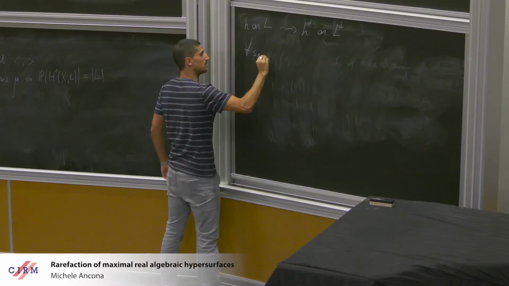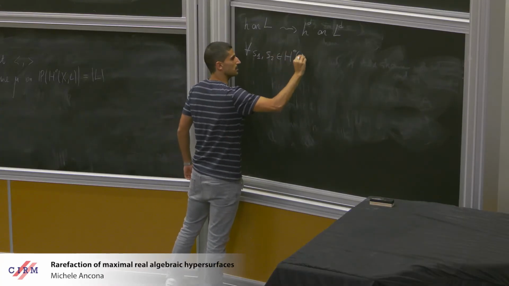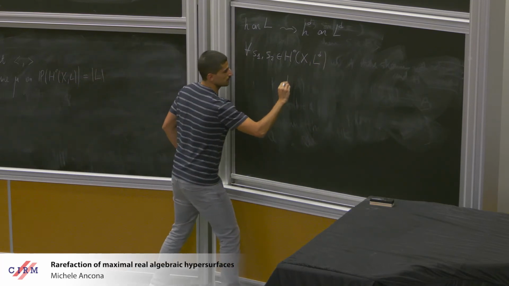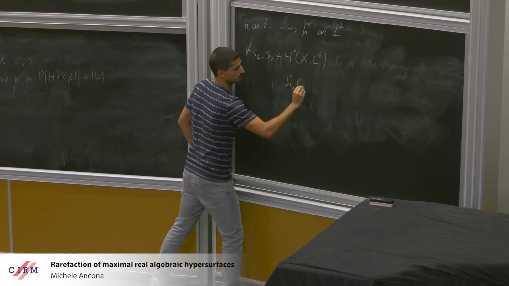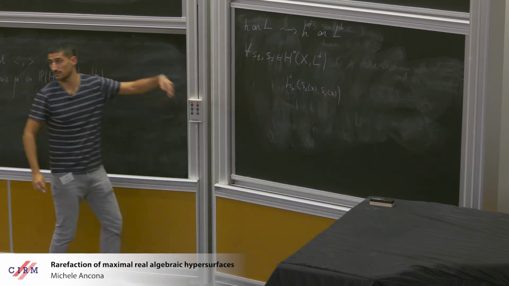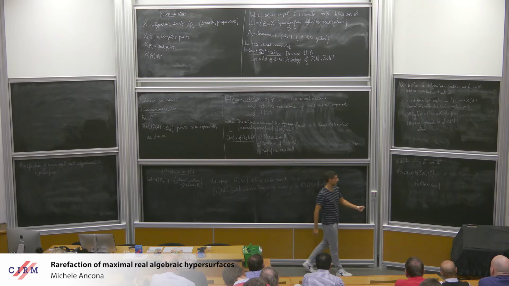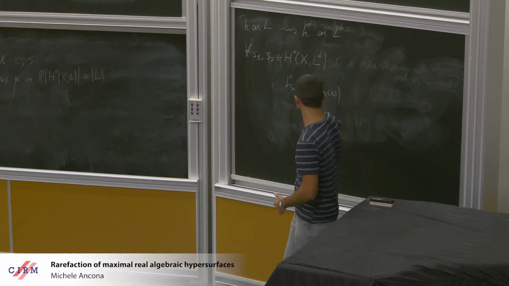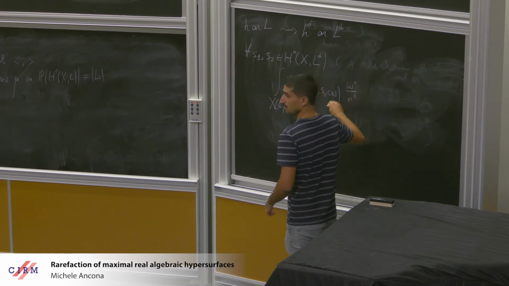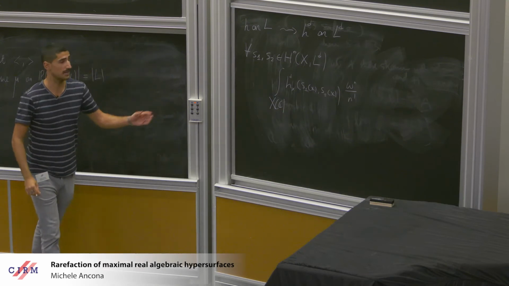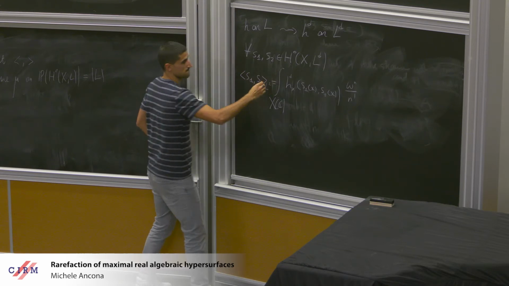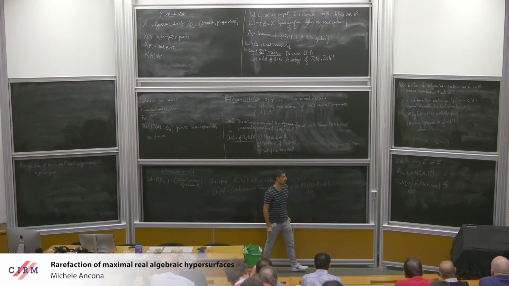And now for any pair of global sections, we can consider the pointwise value of the Hermitian product given by the Hermitian metric. This is a number that depends on x, so it's a function that we can integrate over the set of complex points. And this defines a scalar product, which by nature is an L2 scalar product.